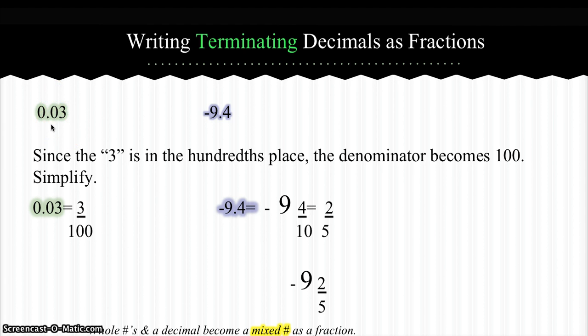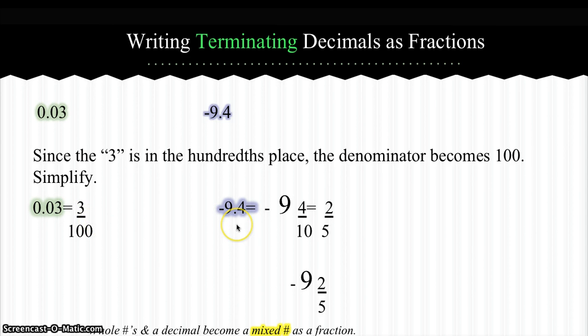So in 3/100ths, this first one here in green, it says that the 3 is in the hundredths place, so the denominator becomes 100. So to change 3/100ths to a fraction, we simply put 3 over 100.